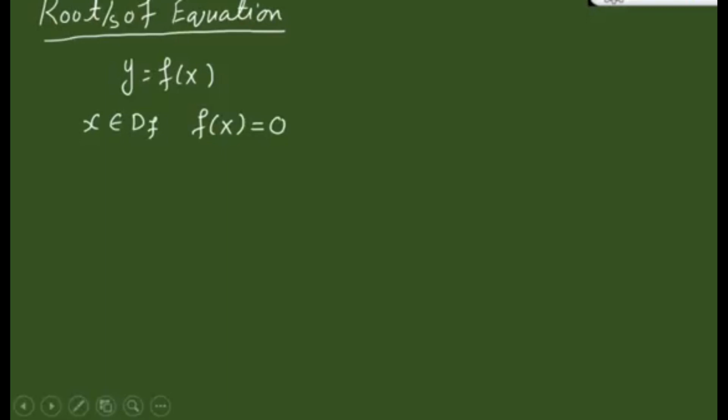So in case of root of equation, there may be more than one root if the equation is non-linear. For example, let's say y equals f of x. If I want to compute its roots, what I want to do is find the value x belonging to its domain such that f of x is equal to 0. So how can I relate this with the concept of error?